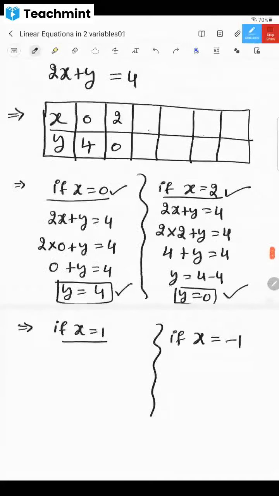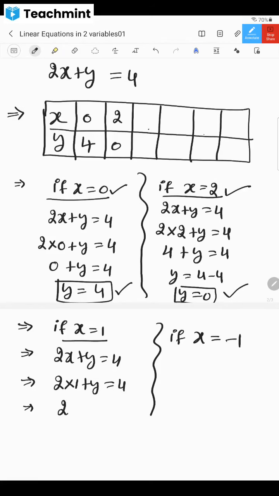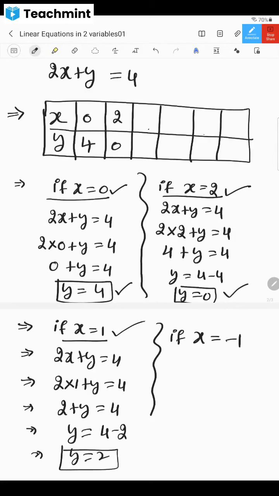I will start to do it anyway. You also do it. How will you do this? 2x plus y equal to 4, no? Then you do it as 2 into 1 plus y equal to 4. Then 2 plus y equal to 4. Then y equal to 4 minus 2. Then y is equal to 2. So whenever x is 1, y is 2. 1 and 2. Can I write like this? 1 and 2?